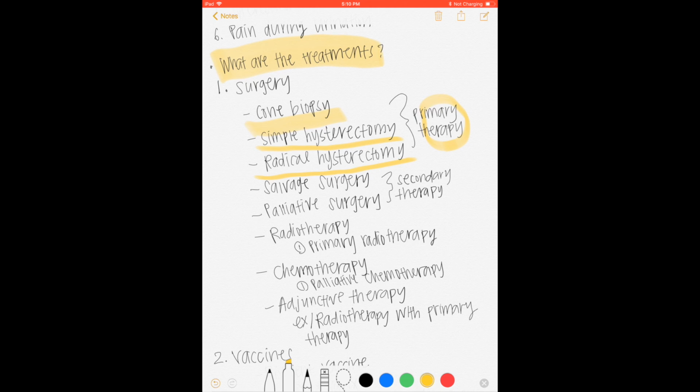Simple hysterectomy is indicated for the treatment of early microinvasive cervical cancers in postmenopausal women and younger women who are not interested in preserving fertility. And radical hysterectomy is the most common surgery for early invasive cancers. This surgery removes tissue to the sides of the uterus and often lymph nodes in the pelvis and around the aorta. The tubes and ovaries are not routinely removed unless they appear abnormal.